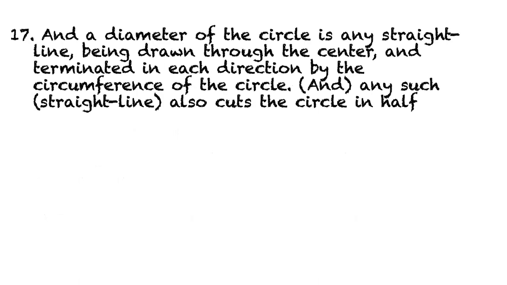17. And a diameter of a circle is any straight line being drawn through the center and terminated in each direction by the circumference of the circle, and any such straight line also cuts the circle in half. For the last part, that the diameter cuts the circle in half sounds more like a postulate or theorem rather than a definition. Proclus also mentioned that Thales was the first to prove this.